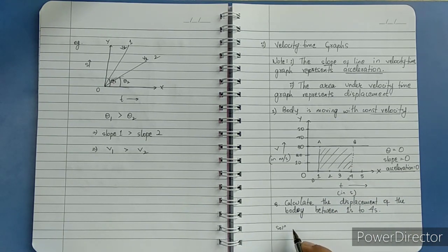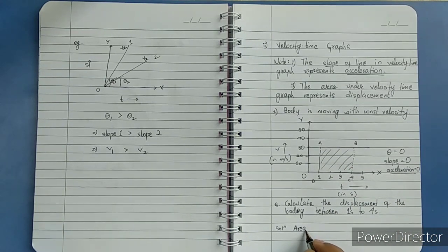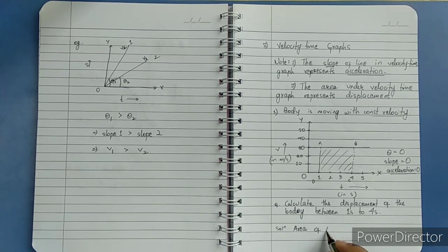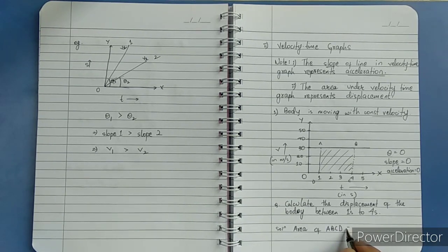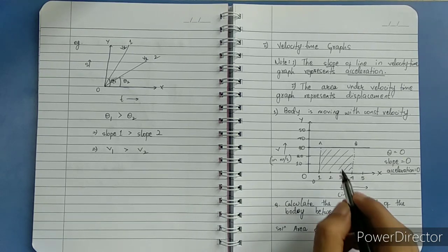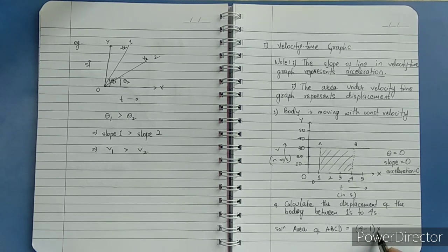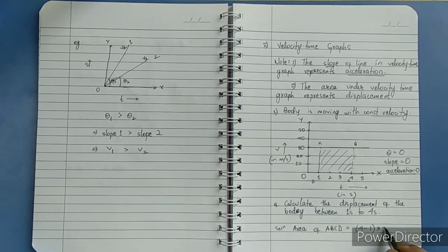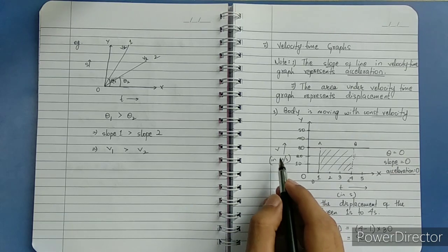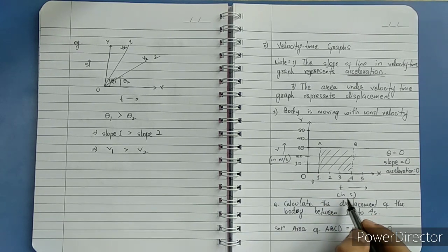So solution will be area of A, B, C, D, which will be equal to length into breadth. The length is 4 minus 1 into breadth is 30. So 4 minus 1 is 3. 3 into 30 will become 90. Velocity is in meter per second, time is in second. Meter per second into second is meter. So the displacement is 90 meters.